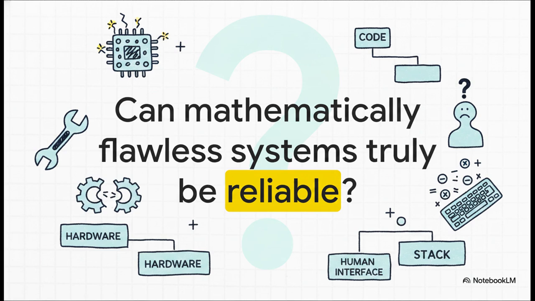Before we finish up, I want to leave you with a provocative thought. Let's say you do use formal methods and you manage to prove your software code is mathematically flawless, but then the physical hardware it runs on fails or a human operator makes a critical data entry mistake. Can we truly call that entire system reliable? It brings us right back to that socio-technical stack. Perfection in code does not always mean perfection in the messy real world.